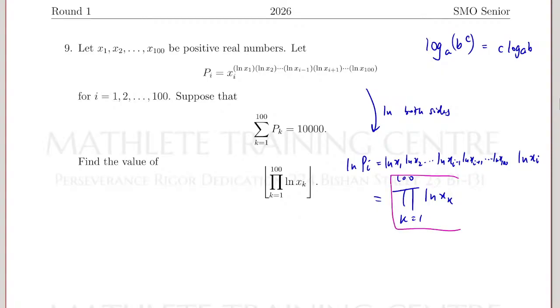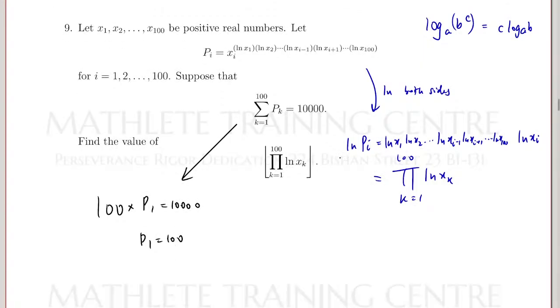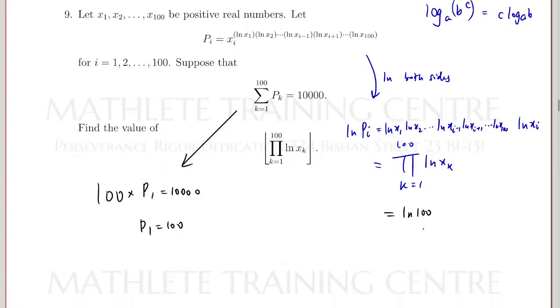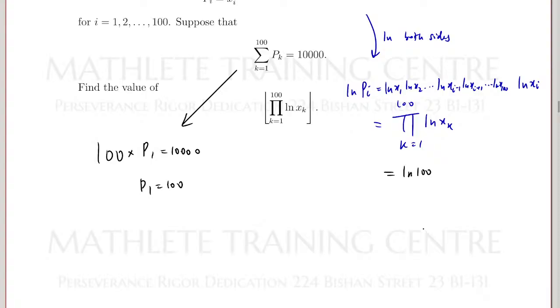And since this is independent of the value of i, it means that ln of pi is the same. P1, P2, P3, and P100, they are all the same as each other. So that means that this guy here is actually exactly 100 times of P1, for example. Each of them are the same. So P1 is going to be 100. The answer for this question is going to be ln of P1, which is going to be ln of 100. Now, of course, you still need to do ln of 100 round down.